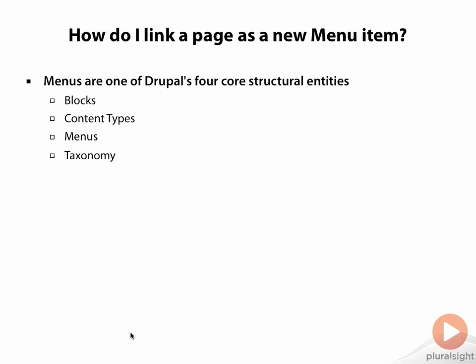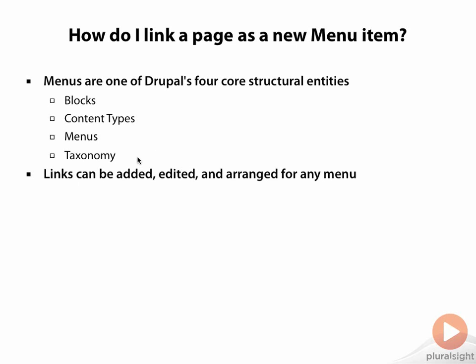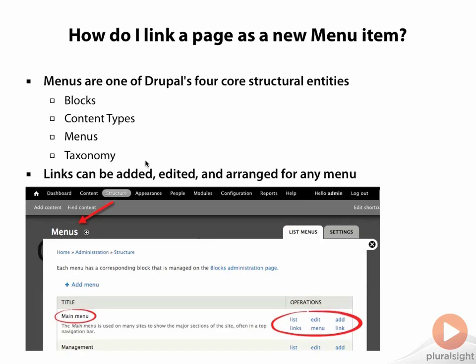Now, if the particular item were, for example, a basic page, you could link it to a menu. We've introduced the notion of menus as one of Drupal's core structural entities, along with blocks, content types, and taxonomy. Links can be added and edited and rearranged for any menu, and a given item of content will have a URL. So you could go to, for example, the main menu and add that new item as a link to the menu.